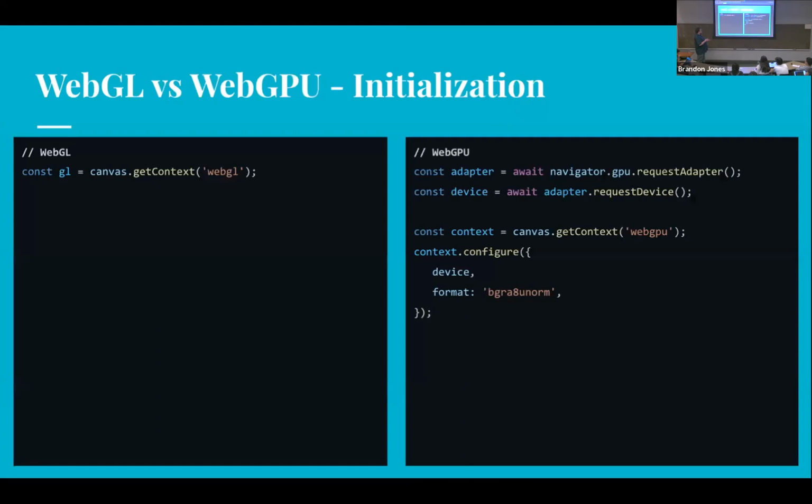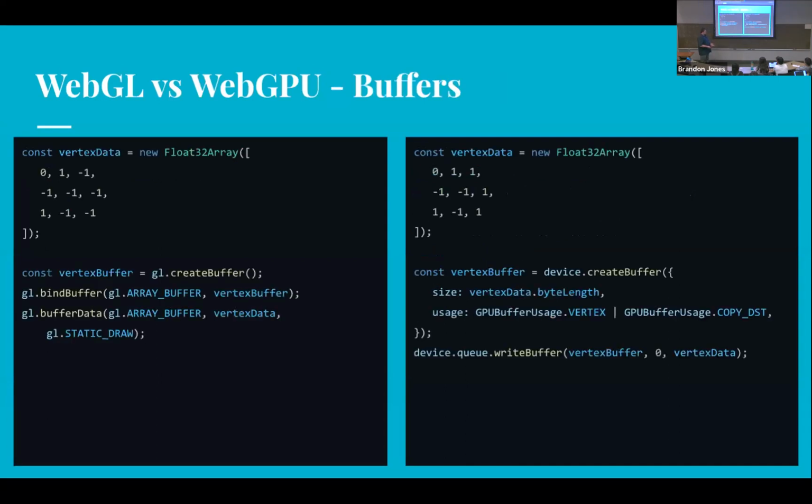In WebGL, you take a canvas and you say, I want a WebGL context, and it gives it to you, and you're done. In WebGPU, you have to get an adapter, first and foremost, which then gives you a device, which then you can get a context from the canvas and configure it to use with that device, and then you're done. I'm going to hand wave past all of that right now because we'll talk about it more in detail later. It is more verbose, but there's good reasons for it.